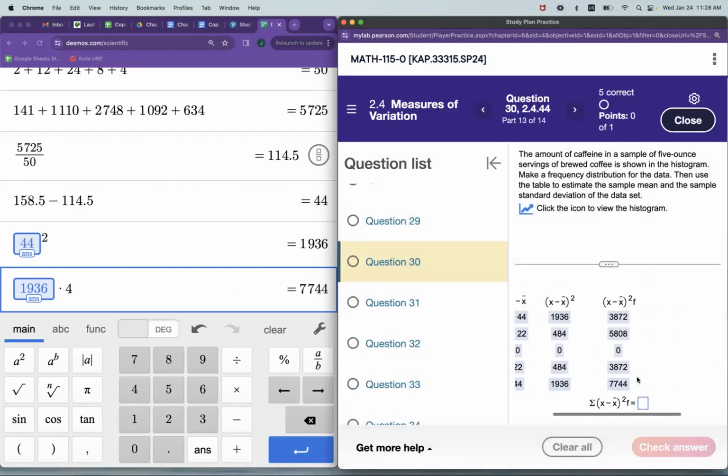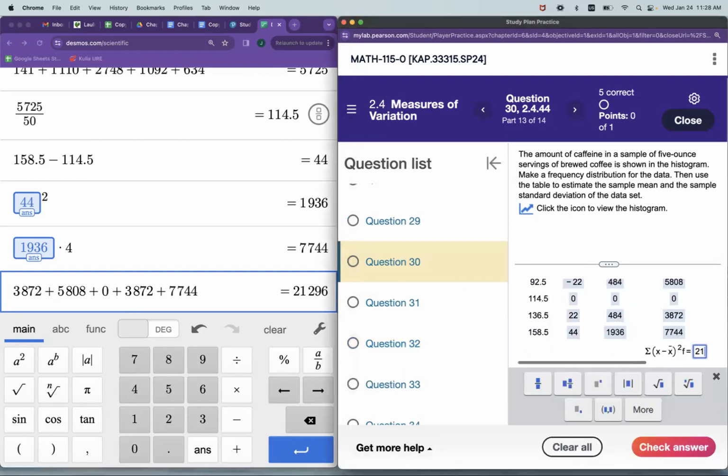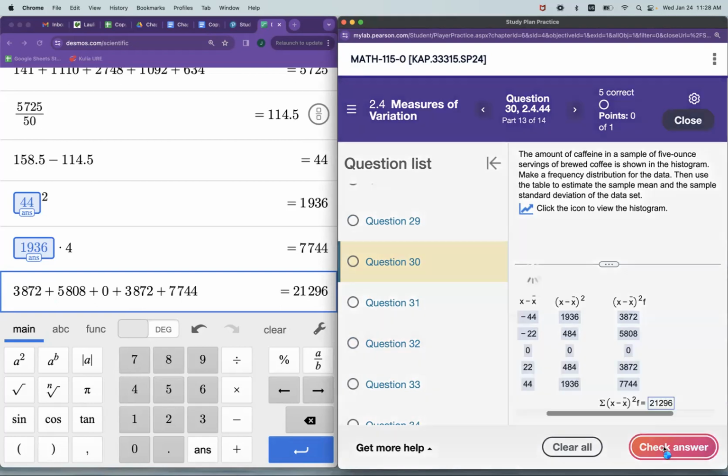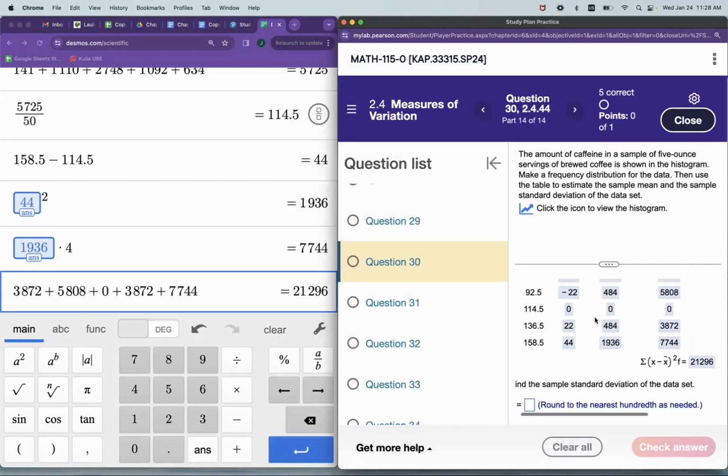Okay, and then now add all these guys up together. And yeah, for sure they're building towards the standard deviation here. So that's 3872 plus 5808 plus 0 plus, and while I'm doing this, hope you guys appreciate that you don't have to do this normally. Because what we're doing right now is calculating the standard deviation, and you see that it's a long, tedious process. And we just are avoiding that.